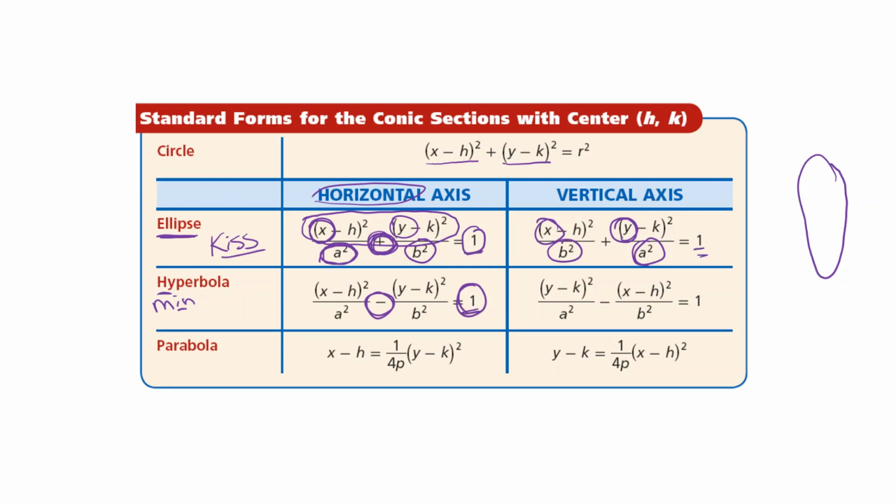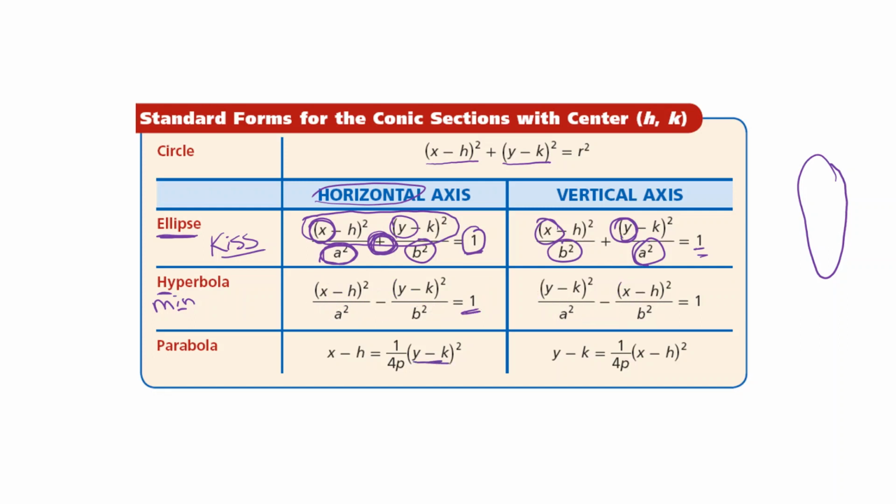Also, for the hyperbola, if it's on the horizontal axis, the major stays with the x, and the co-vertex stays with the y. Again, if it's vertical, the major vertex is going to go with the y, and the co-vertex will go with our x. And then finally, the parabola is pretty much different from all of them.